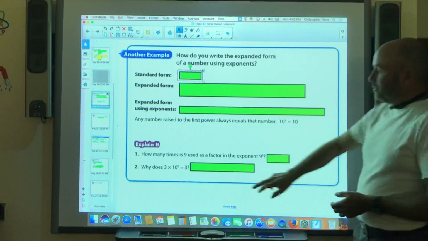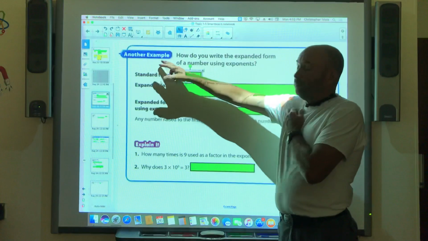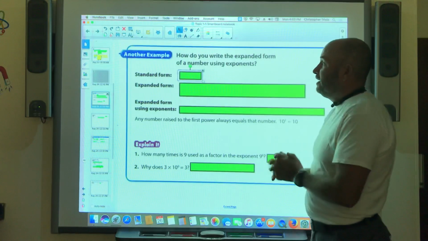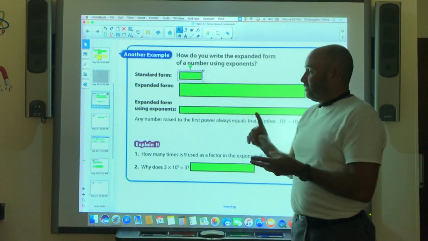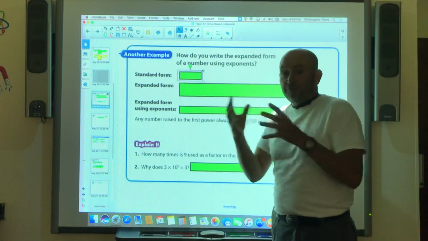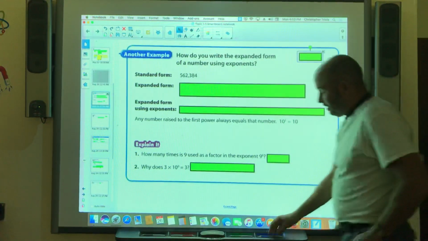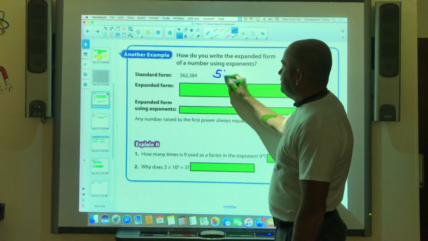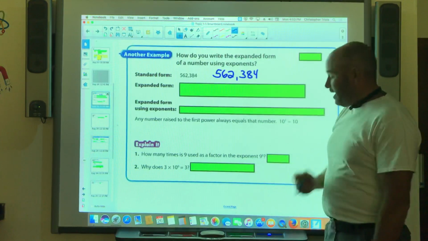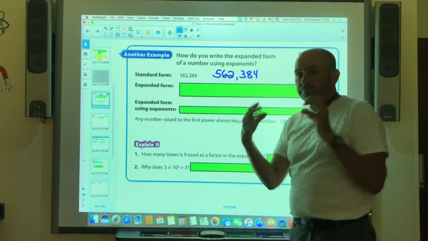In your book, okay, back to your book, kids, we want to look at the next page. They have some other examples in your book. How do you write the expanded form of a number using exponents, okay? Now, there's expanded form, there's exponential form, and there's standard form. In this case, they give you a standard form: 562,384. Okay, now, expanded form means that we want to make it bigger.